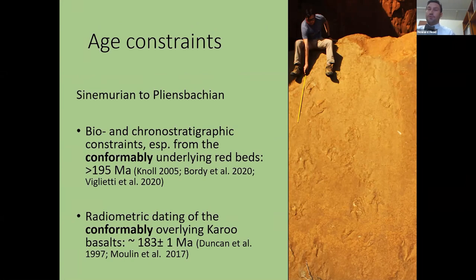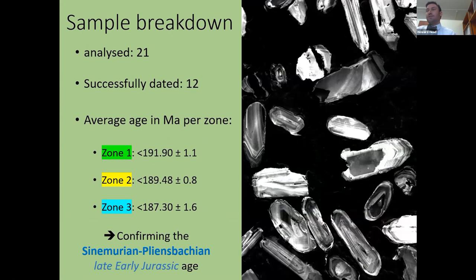And then the upper constraint is based on the radiometric dating of the conformably overlying Karoo basalts at roughly 183 million years. So keeping this in mind, we sampled various locations throughout the Clarence Basin, and then also sampled each stratigraphic zone, as I mentioned in the intro, just to get a good spatiotemporal representation of all the Clarence Formation. So in total, 21 samples were analyzed, of which 12 gave successful results. And this gives us an average age per zone as follows.